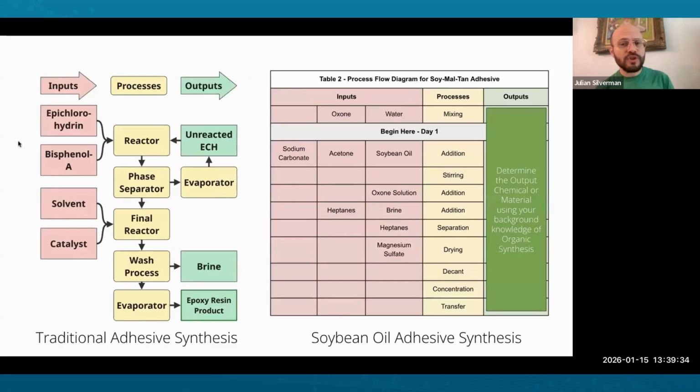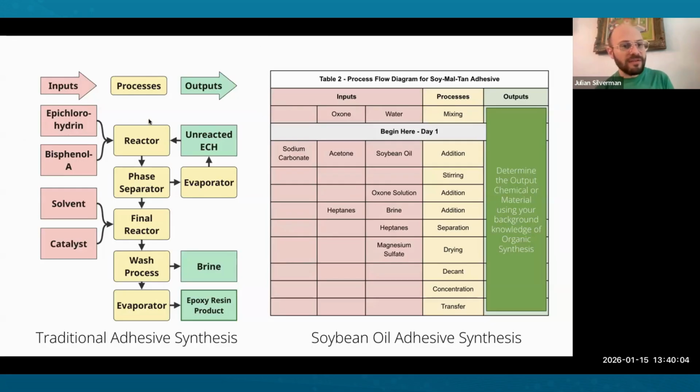Now, we'll do a couple of short activities. The first one is to sort of pick your brains, but I'll freely admit for this, you do need to have a background in organic chemistry. On the left-hand side, one of the things we can see is a process flow diagram that explores how you would make a conventional epoxy resin. Resins are similar to the glues that you might use the soybean oil for. But in this case, really what this is highlighting are the inputs, what you're doing to them, the processes, and then the outputs as they come out.